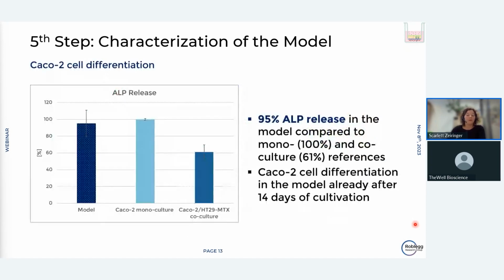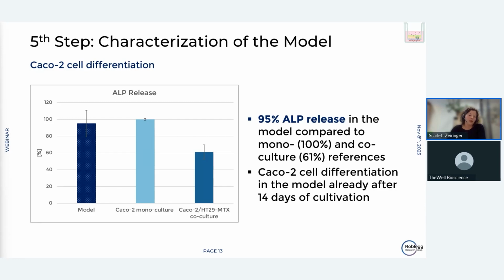Apart from the morphological investigations, the differentiation of the CACO2 cells was determined. Cell differentiation was determined through measuring the release of the enzyme alkaline phosphatase, short ALP. It was found that the model reached 95% ALP release compared to a CACO2 monoculture, and this was achieved only after 14 days of cultivation.